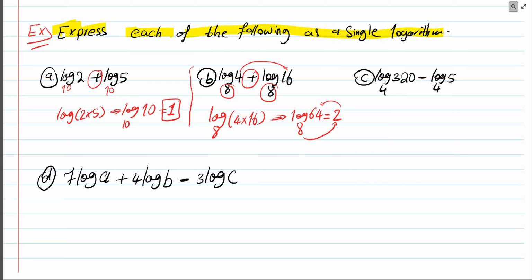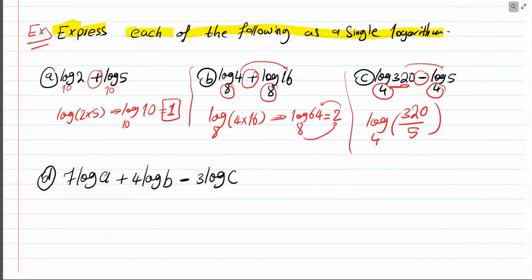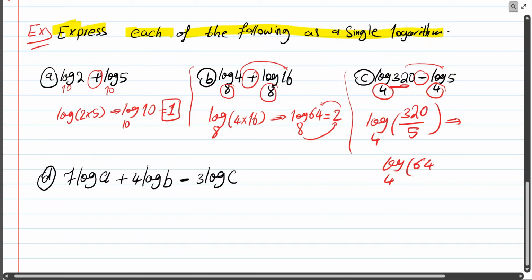Okay, third one, again I need to check the bases are the same, but this time I have a minus, so I need to divide. So I have log base 4 of 320, the first one, divided by the second one, which is 5. So by calculator, 320 divided by 5 is 64. So I'll write 64.